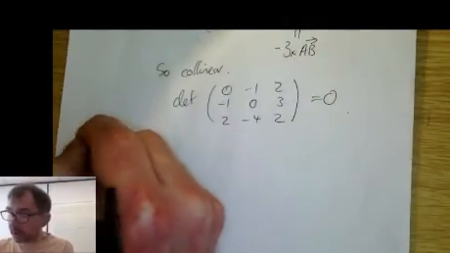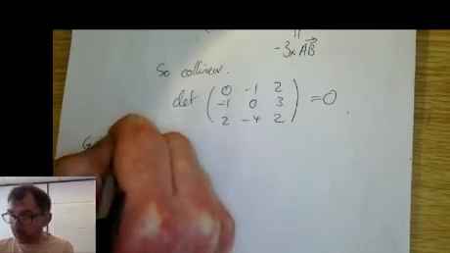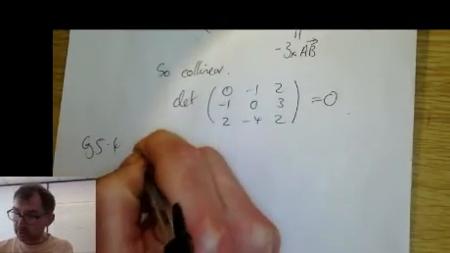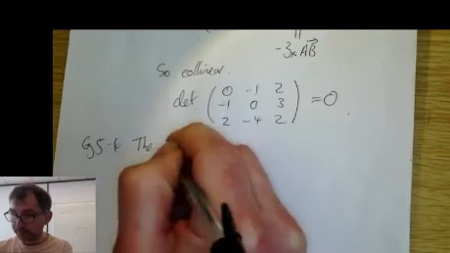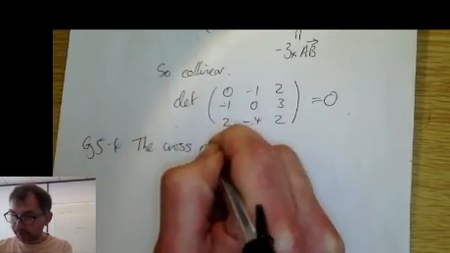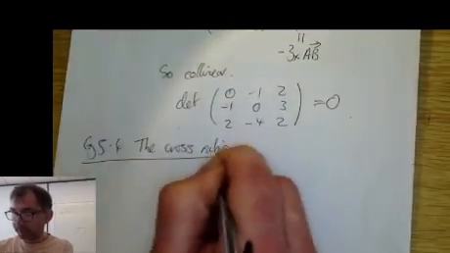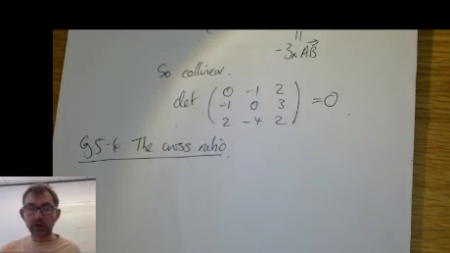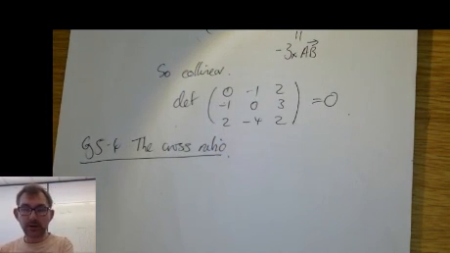So let's go on to section 5.4, which is the cross ratio. So I think I will do that on a second recording.